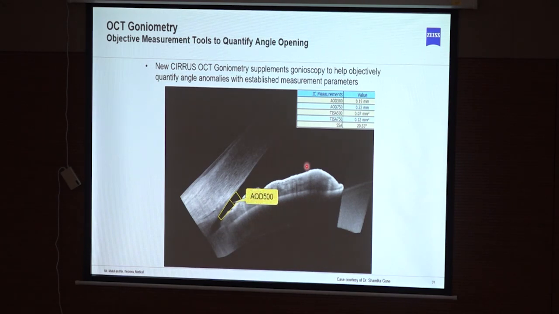It will give you parameters like AOD 500, angle opening distance at 500 micrometers, angle opening distance at 750 micrometers, the trabecular iris space area at 500 and at 750 micrometers, and the scleral spur angle. On that basis, you can classify the patient as having closed angle or open angle glaucoma.